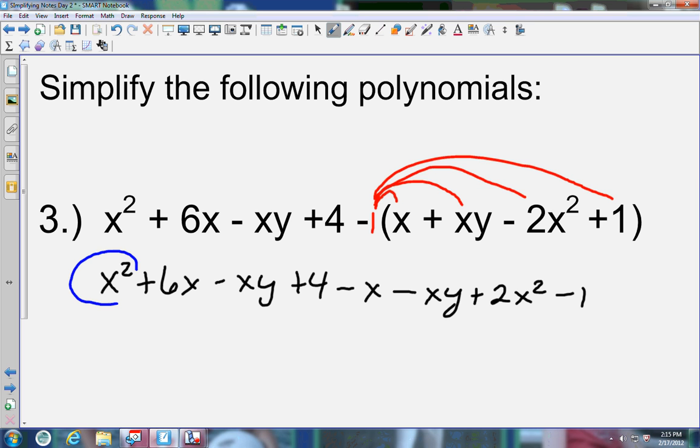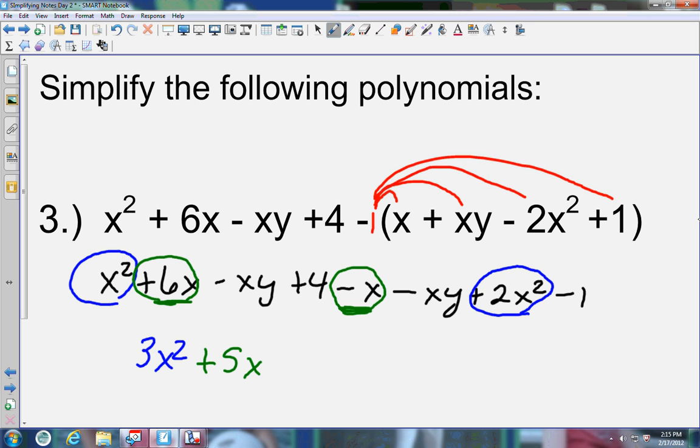Here's an x squared. Looking, here's another x squared. So here I have 3x squared. Next, I have my x's, 6x minus x. And there's no other x's. See, this is an xy. That's not the same. So I'll circle what I have in green. 6x minus 1x is plus 5x. I have negative xy and negative 1xy. Well, that's negative 2xy. And then I just have this unit right here, so it's minus 1.